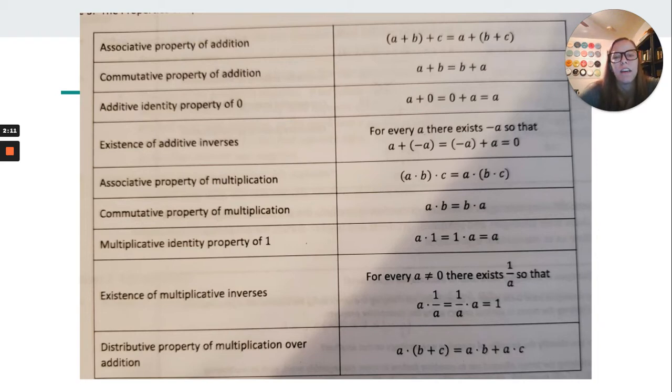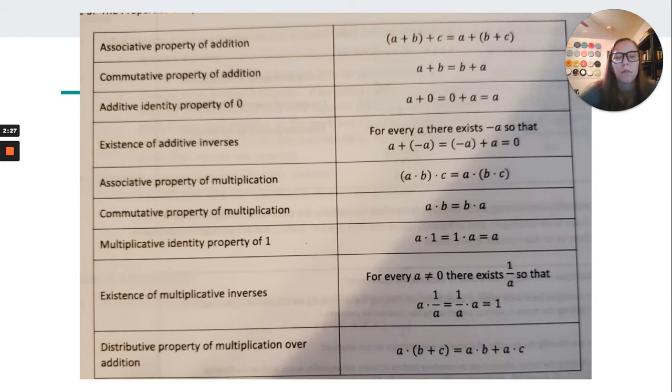Existence of additive inverses, so for every A there exists a negative A, so that A plus a negative A equals negative A plus A, which equals 0. So anything positive plus its negative is 0.